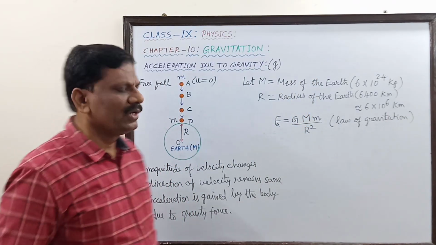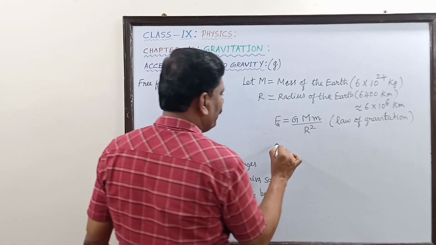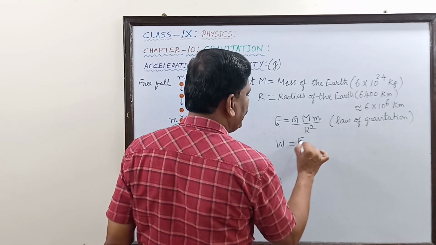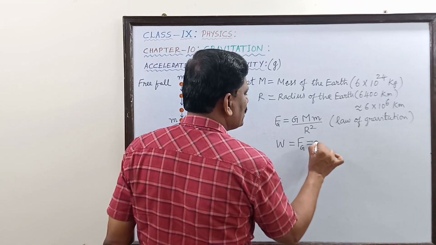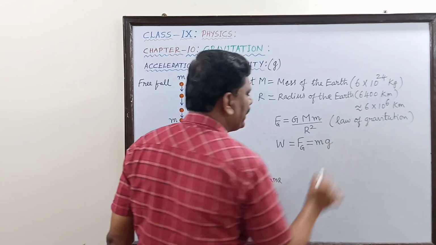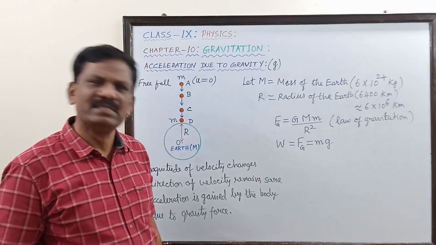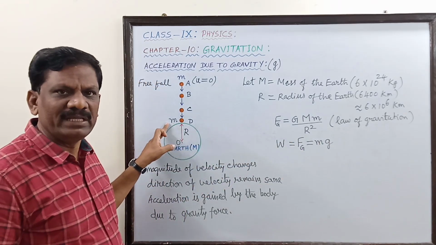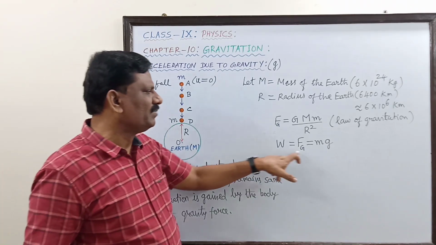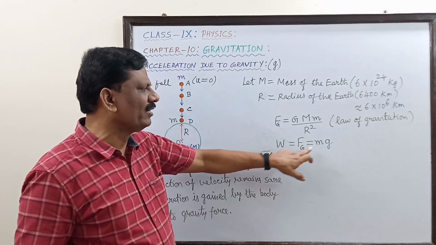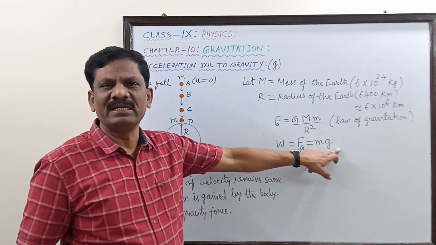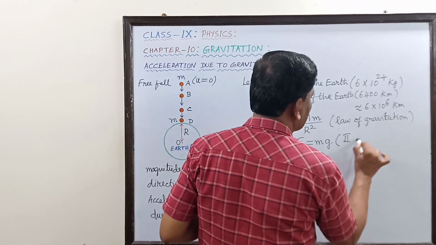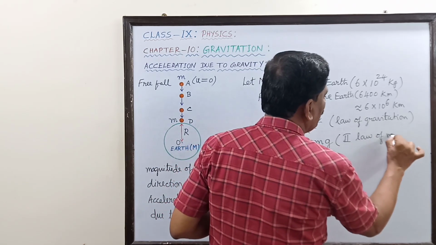Now from Newton's second law of motion, the weight of the body is also equal to the gravitational force. So it must be mass into its acceleration due to gravity. Is it not? So small g is the acceleration due to gravity attained by the body on the surface of the earth. So its weight must be equal to the gravitational force acting on it, and that is why it can also be written as mass into acceleration due to gravity. This is from Newton's second law of motion.